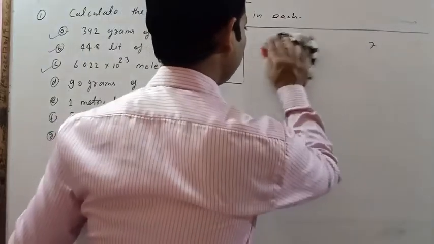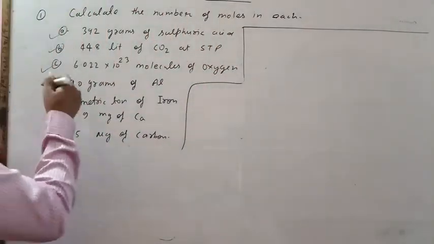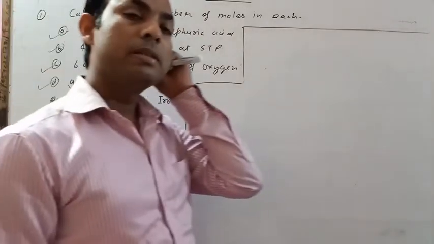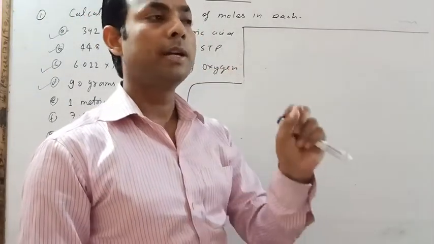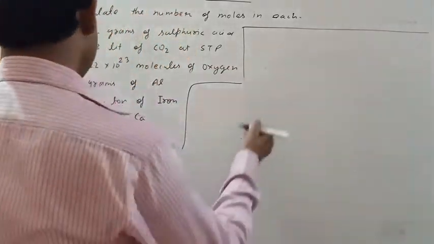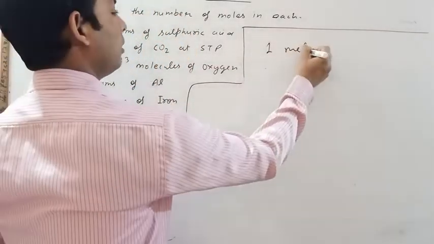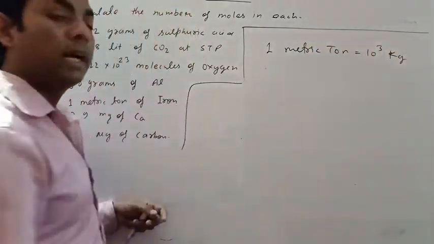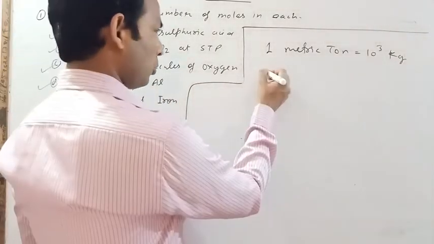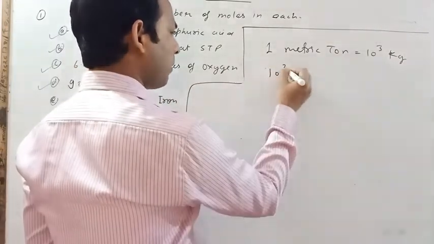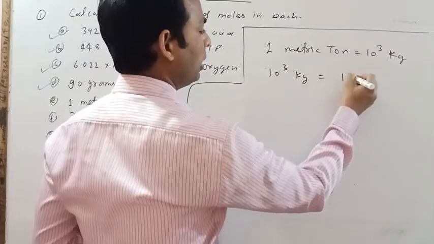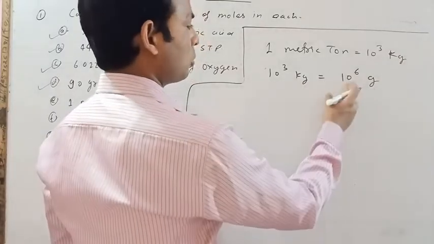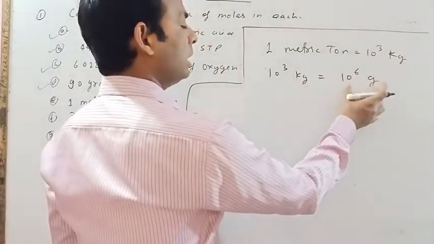Now the next question. This is also completed. Question 5: 1 metric ton of iron. 1 metric ton equals 10 to power 3 kilogram, but we can always take it in the form of gram. So 10 to power 3 kilogram we can also write as 10 to power 6 gram, because this value will be multiplied by 1000. So this is in gram.